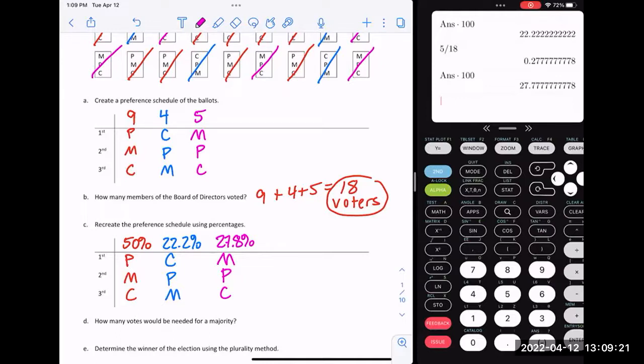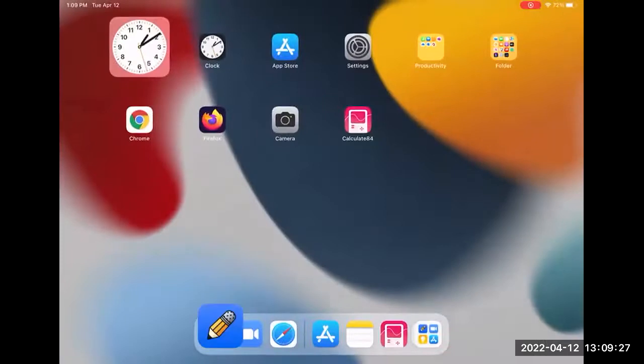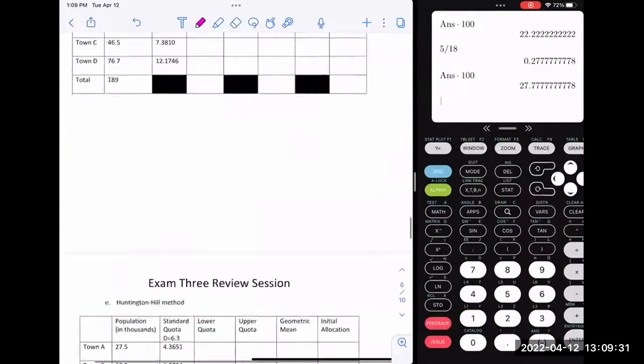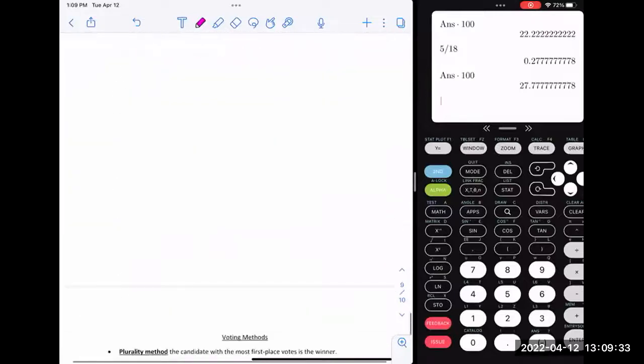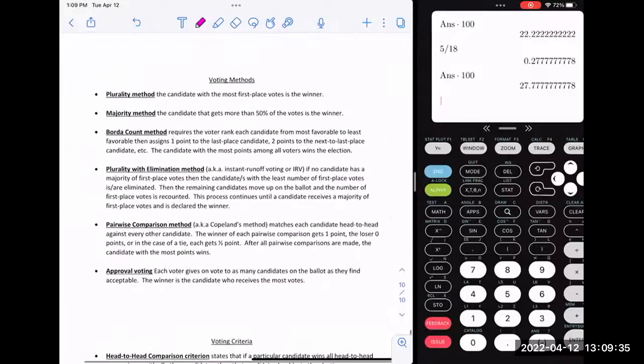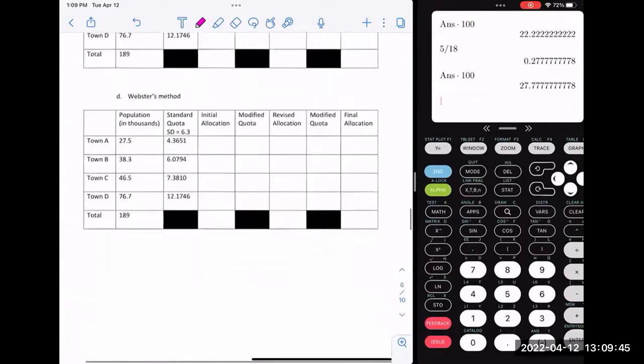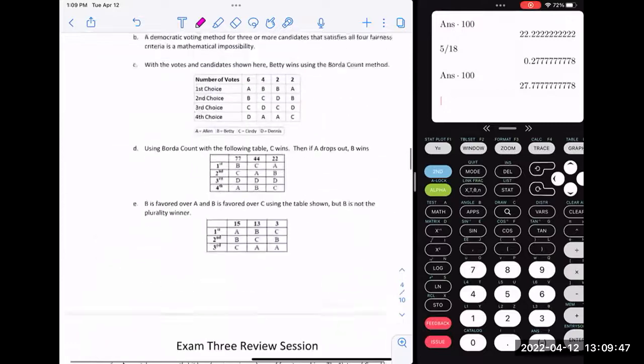All right, so part D asks, how many votes would I need for a majority? So in order to understand this, we need to know what a majority means. So this is something that you could look at your reference sheet for some guidance. So we have our voting reference sheet. It says majority method, the candidate that gets more than 50% of the votes is the winner. So in order to have a majority, you would have to have more than 50% or more than half.